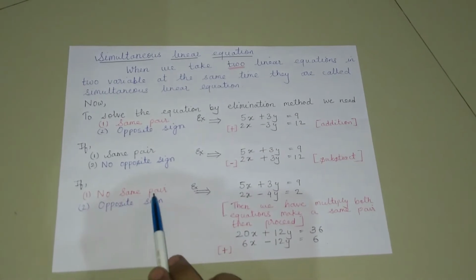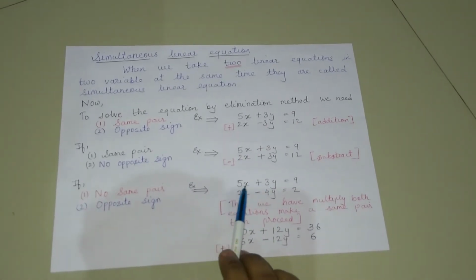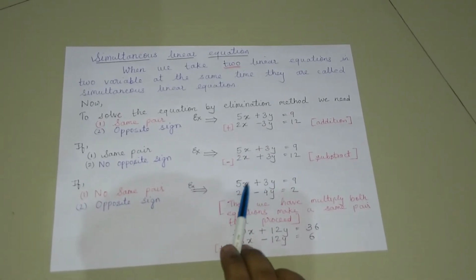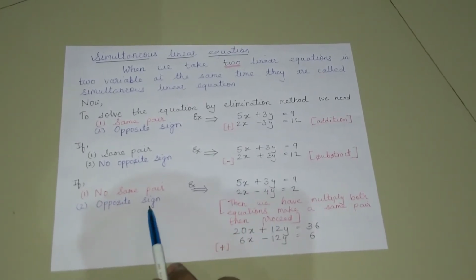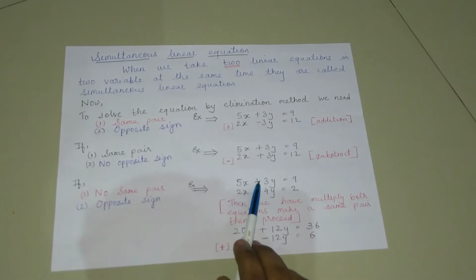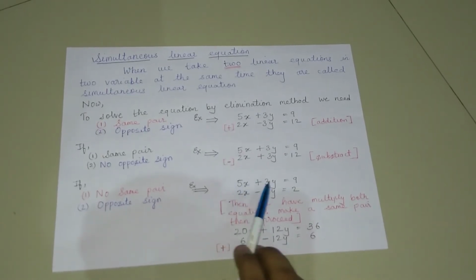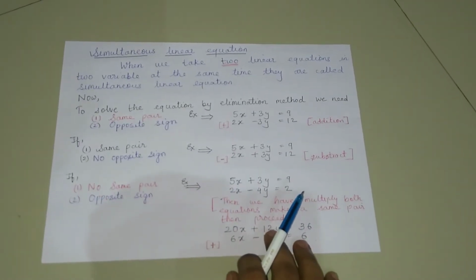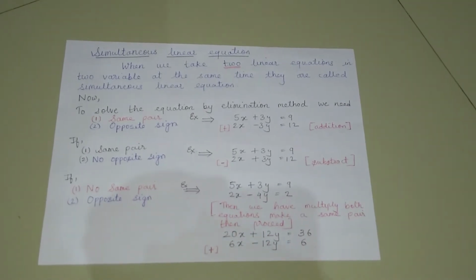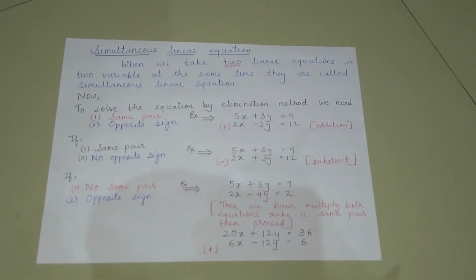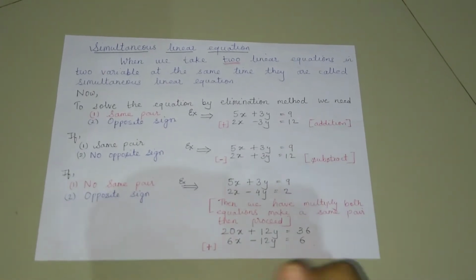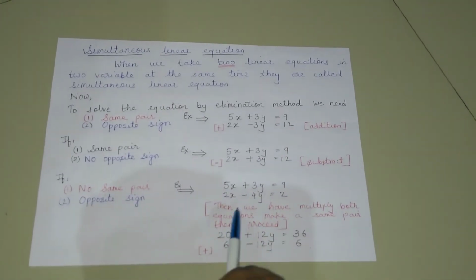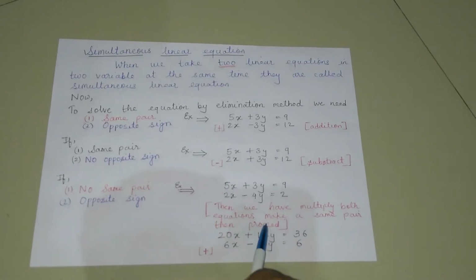Now, if there is no same pair, what does it mean? It means that in this equation no same pair is available. Opposite sign is available, that is, this plus and this minus, that is okay. So now we will have to multiply both the equations so that we make a same pair, and only then can we proceed.